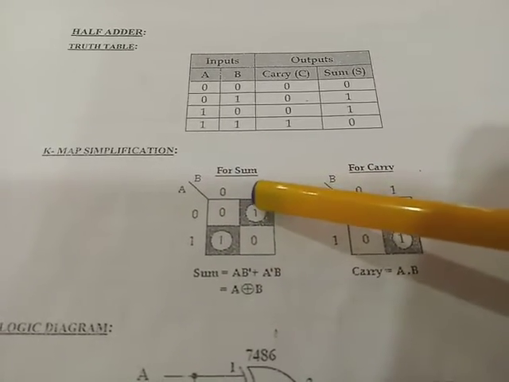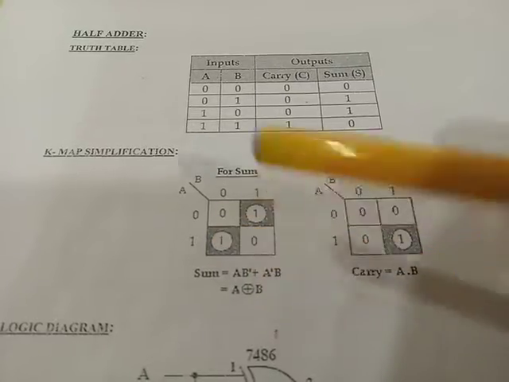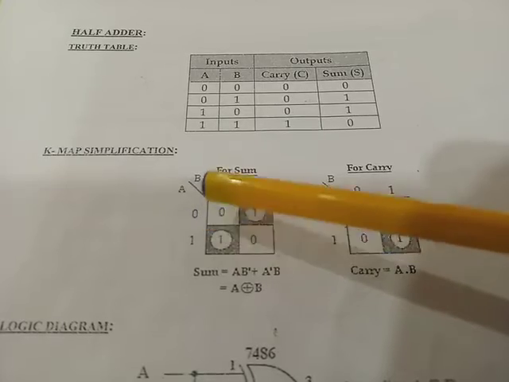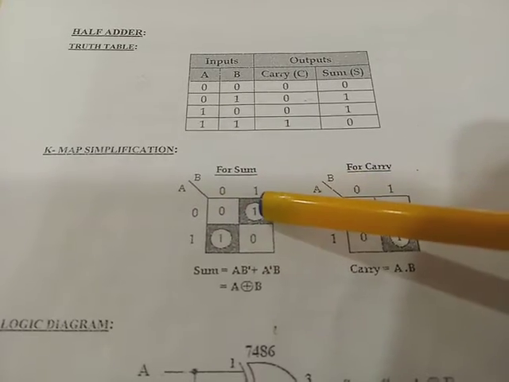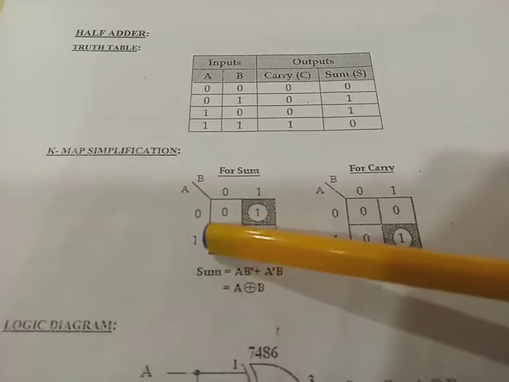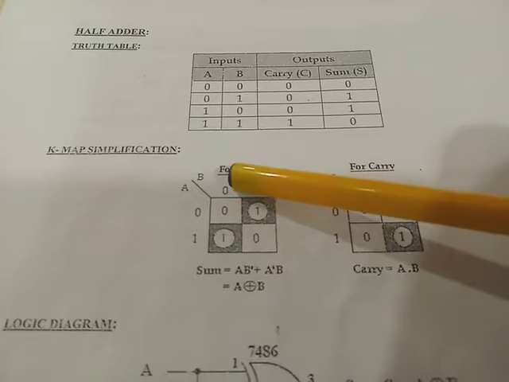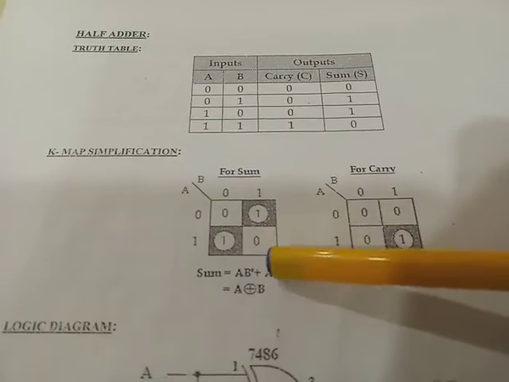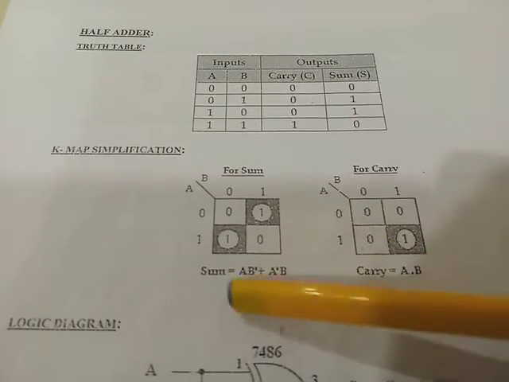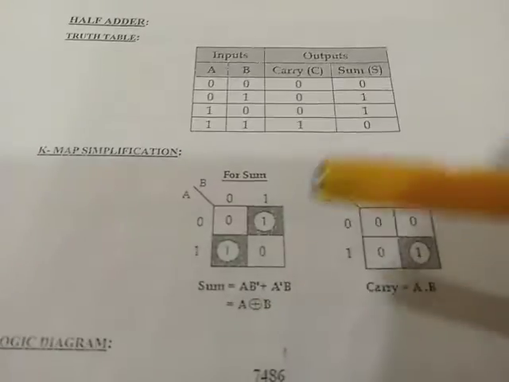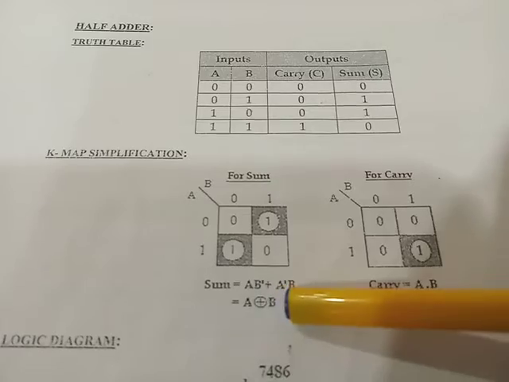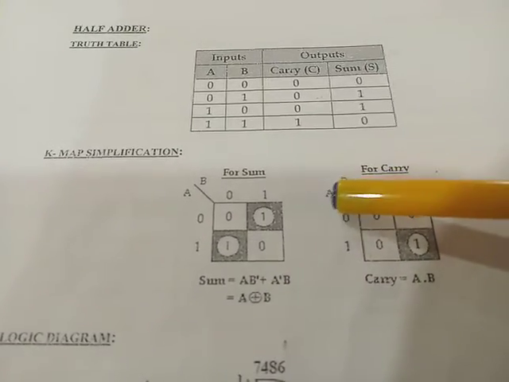So I write down whatever output I am getting. Here this is A bar B, and here it is A B bar, since B is 0, so it is B bar. So sum will be A B bar plus A bar B. On simplification I can write A XOR B. So the sum Boolean expression is A XOR B.